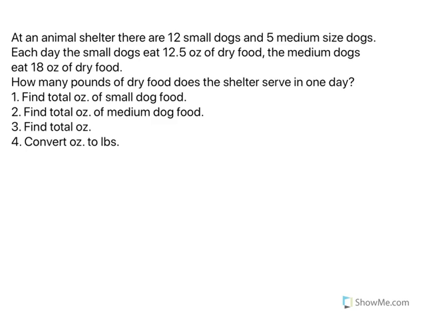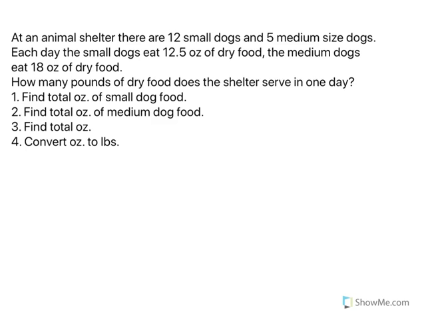Next, we have, I think this is one of the second to last problems on Think Central. And as you can tell, it's a very long problem, but once we break it down, it's actually not that bad. So at an animal shelter, there are 12 small dogs and 5 medium-sized dogs. Each day, the small dogs eat 12.5 ounces, or 12 and 5/10 ounces, of dry food, and the medium-sized dogs eat 18 ounces of dry food. How many pounds of dry food does the shelter serve in one day?